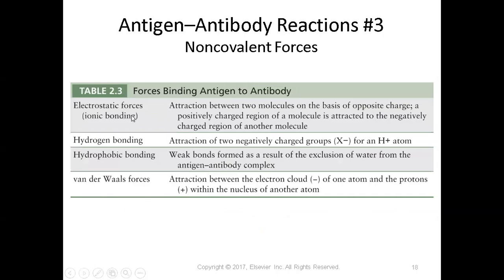Table 2.3 in our book outlines different non-covalent forces that are involved with antibody binding to antigen. This is where I say, if you remember your high school chemistry class, or maybe some of you had chemistry in summer 1 recently, this is really chemistry in blood banking. And you guys know I'm not a chemist, so we're just going to go over this real quickly.